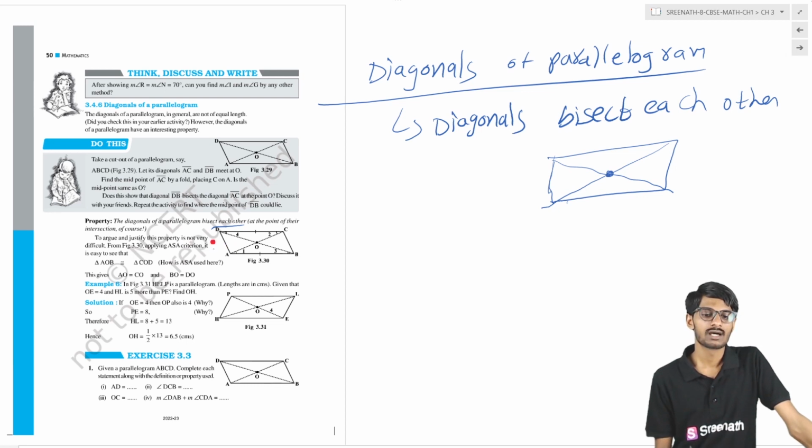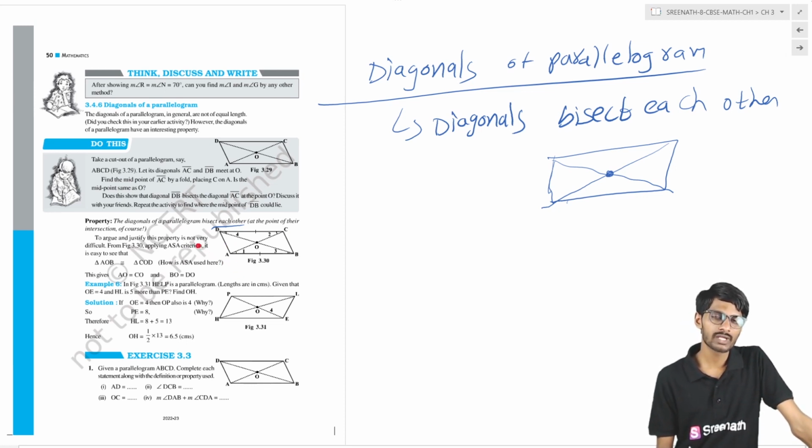If you want to prove it, we can simply prove it. Suppose ABCD is the quadrilateral, the parallelogram. In that parallelogram, triangle AOB and triangle COD are similar, equal triangles, according to the ASA property, angle side angle. Then AO is equal to CO, which means O is the middle point of diagonal AC.